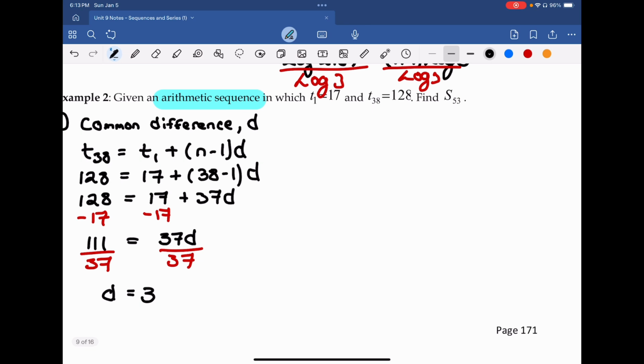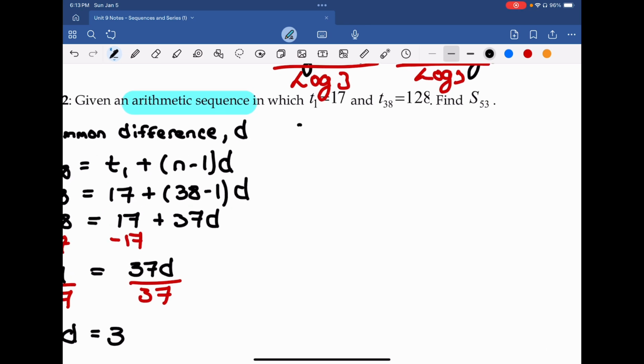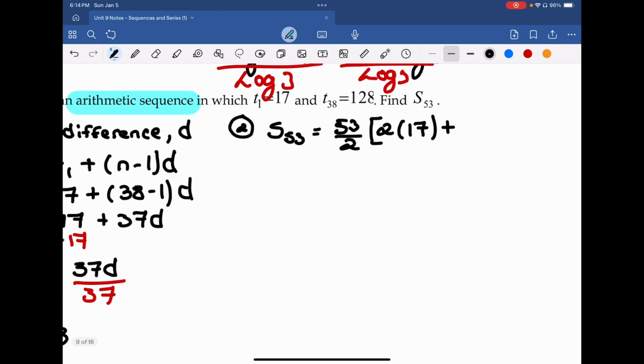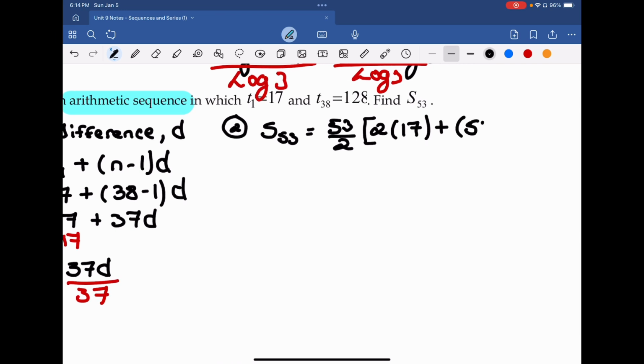Now that I have my common difference, this gives me a lot of power because now I can go to my series formula that we've established and say, well, if I want the sum of the first 53 terms, this is going to be equal to the n, or the number of terms, 53 divided by 2, multiplied by 2 times t1, which is 17, plus, in this second piece, the n, which is 53 minus 1, times our common difference we just solved for here.